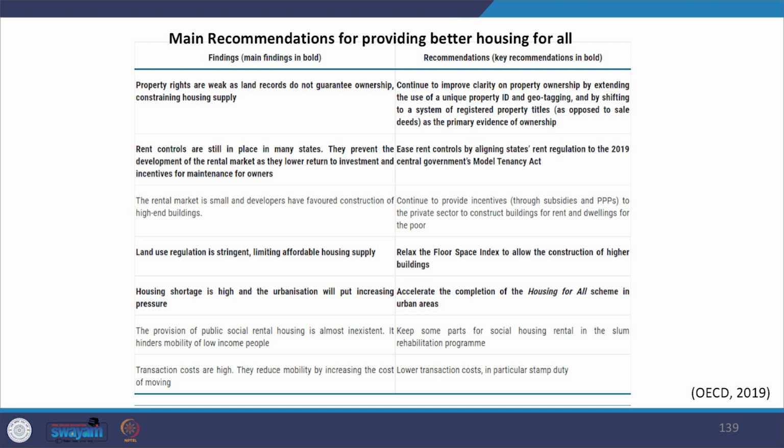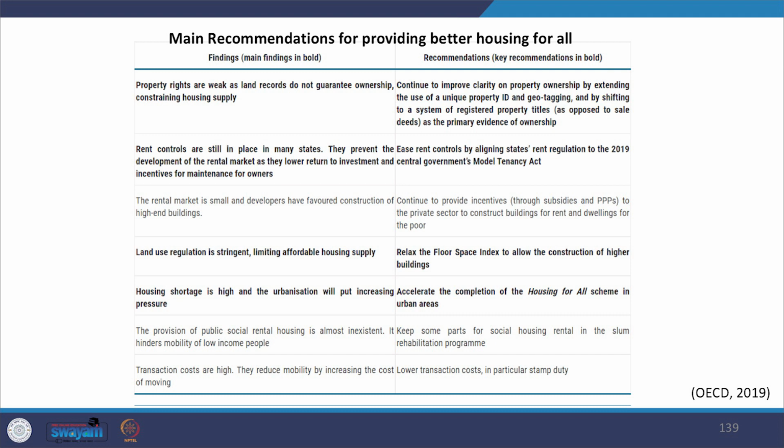We see the other finding includes that rent controls are still in place in many states. They prevent the development of the rental market as they lower rents, investment and incentives for maintenance by owners. By easing the rent control, by aligning state rent regulation to the 2019 Central Government Model Tenancy Act, we can improve it. We further see that the rental market in our country is small, and developers have favored construction of high-end buildings. So we need to continue to provide incentives through subsidies and public-private partnership to the private sector to construct buildings for rent and dwellings for the poor.